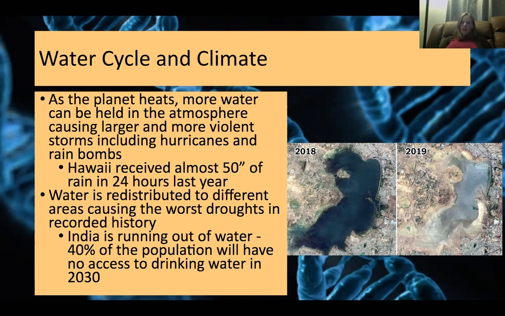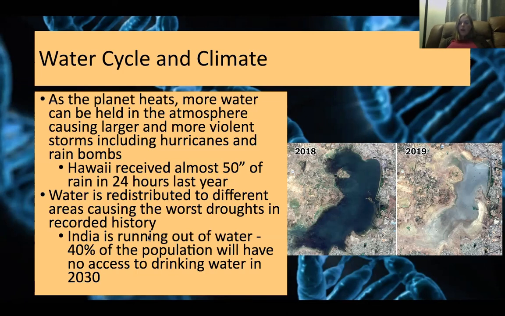There are areas that do not get as much water as they used to, and other areas are getting way more water than they are used to. So this is causing some of the worst droughts in recorded history. India, for example, this was a lake in India in 2018. This was the same lake in 2019 because the monsoon season has become shorter and it's more delayed in the year. So this is causing India to run out of water.